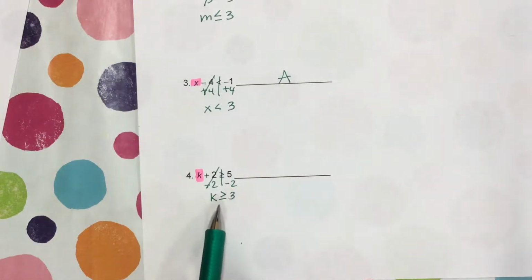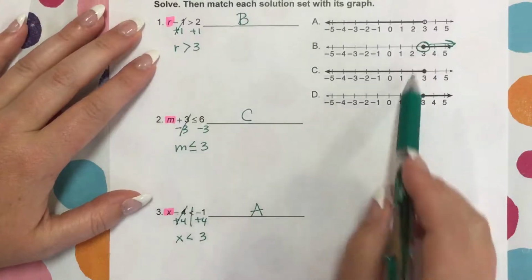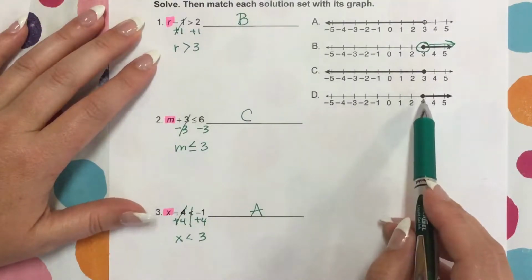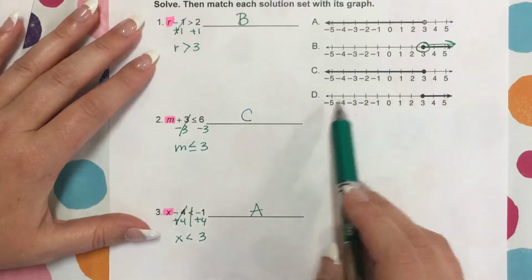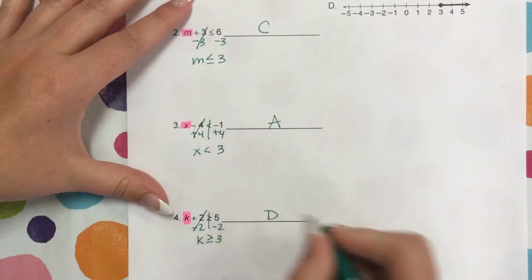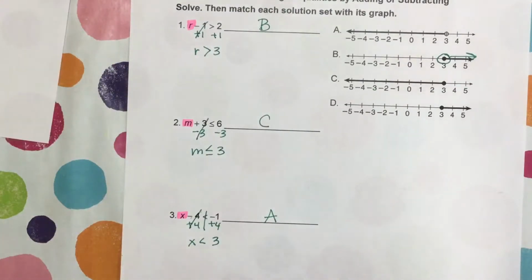So we're going to graph it. This is going to be a closed circle, and the solution set is going to be bigger than 3. So up here, these are the closed circles. So right here is a closed circle, and these are the solutions that are bigger than 3. So that means our graph is going to be D. So if you got all those right, great job, and let's move on to the next problems.